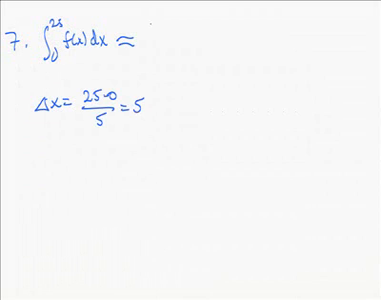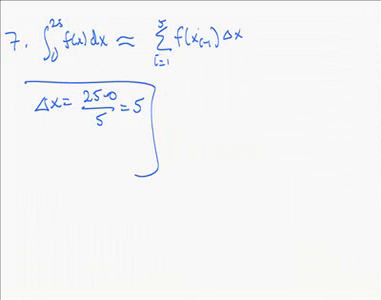So you're going to start off probably with, well, your lower estimate you could say is going to be the sum i goes from 1 to 5 of f of x sub i minus 1 delta x. How's that going to work out? That's going to be the sum i goes from 1 to 5 of f of x sub i minus 1 times delta x, which is 5.